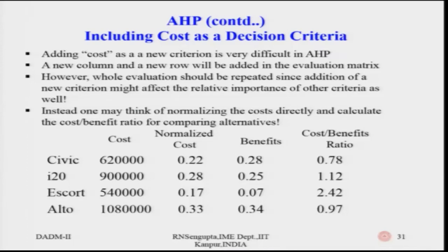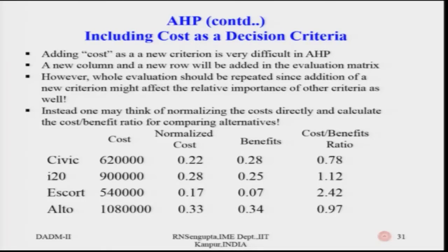So, instead one may think of normalizing the cost directly and calculating the cost benefit ratio for comparing the alternatives, which will be much easier. So, consider the Civic, I-20, Escort, Altus, cost are given. You normalize them, you find out the normalized cost. The same concept, sum of all the values will come in the denominator and the actual value will come in the numerator. So, the benefits which you get are also given in the ratios values, and you find out the cost benefit analysis and basically add the priority ratios corresponding to that, and once you have that, the cost benefit ratios would be given.